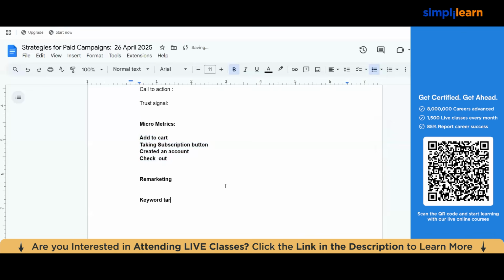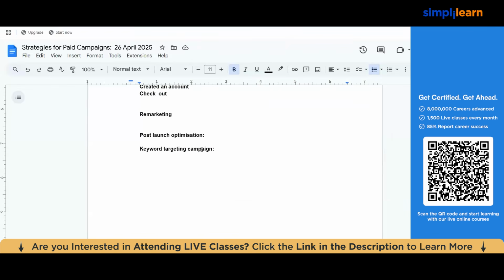As I was talking about pre-launch, we have done all these things, buyer persona, we should know the demographics. Now we are talking about post launch strategy. Now post launch optimization, the important thing is keyword targeting. So first thing first, if we are doing a keyword targeting campaign, there's a term called SQR analysis. Anyone, any clue what is that?